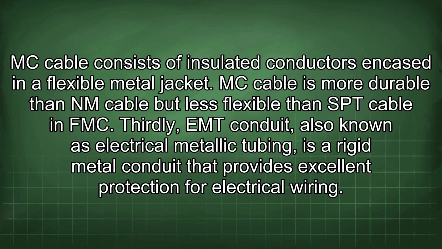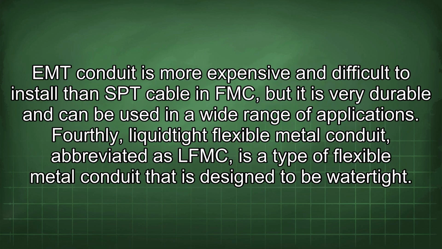MC cable consists of insulated conductors encased in a flexible metal jacket. MC cable is more durable than NM cable, but less flexible than SPT cable and FMC. Thirdly, EMT conduit, also known as electrical metallic tubing, is a rigid metal conduit that provides excellent protection for electrical wiring. EMT conduit is more expensive and difficult to install than SPT cable and FMC, but it is very durable and can be used in a wide range of applications.